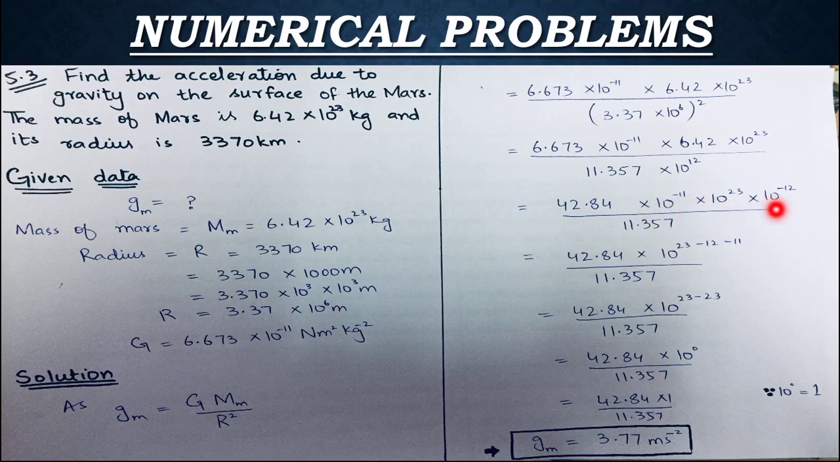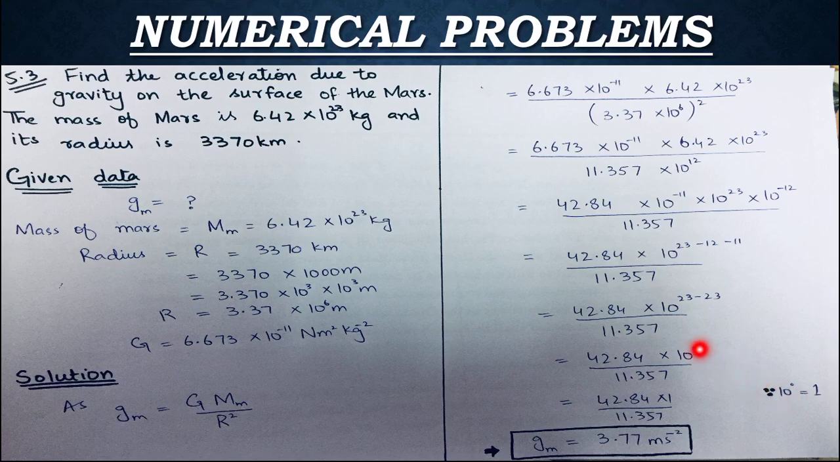So the bases of these three numbers are the same and they are multiplying, so I can simply write the base once and add the powers. It will be 23 minus 12 minus 11. So 42 divided by 11.37 and minus 12 minus 11 is equal to minus 23, or 23 minus 23 is equal to 0. If you see here, it's 10 raised to the power 0. For any number whose power is 0, the answer will be equal to 1.